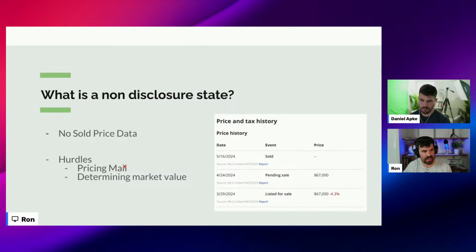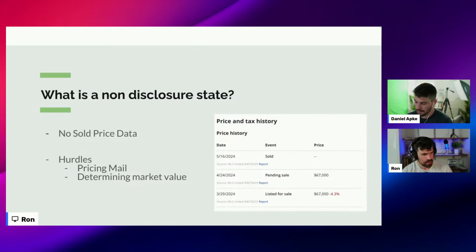And the hurdles, Dan, with non-disclosure states are obviously determining market value, but also pricing mail. If you're trying to do land deals in a non-disclosure state, these are the two biggest hurdles you're going to have. First off is pricing mail. We send a lot of blind offers, so if you're doing blind offers or blind texts with prices, pricing is going to be a hurdle for sure. And then also when deals come back, determining market value. Those two are probably it. Is there anything else you can think of directly, Dan?